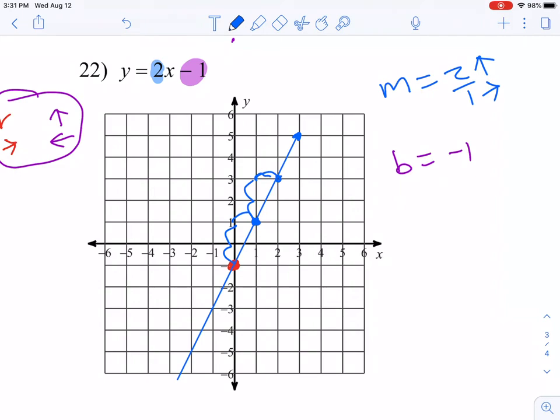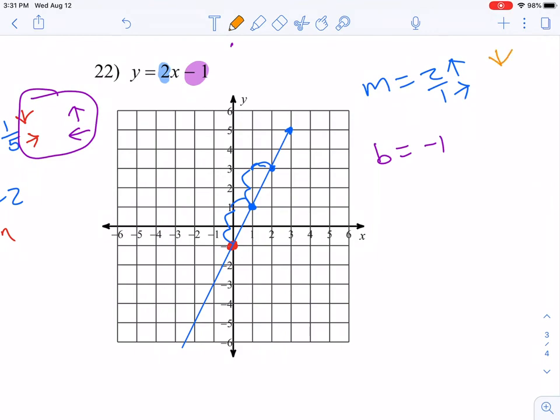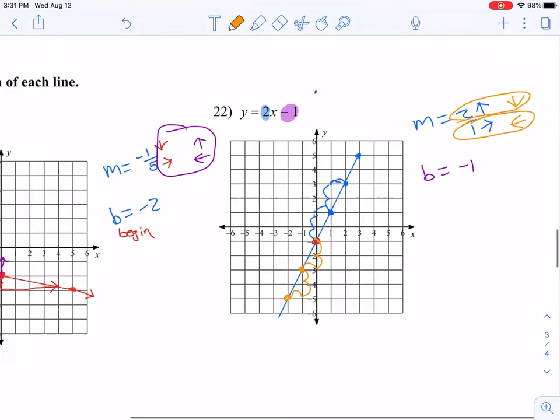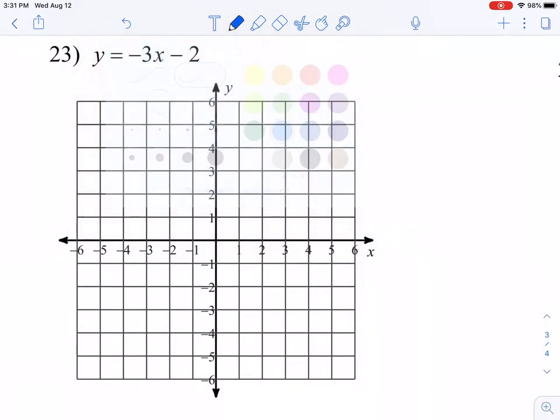And what you'll notice, if I were to, I'll use orange, do the exact opposite. So if I were to go down and left instead, if I went down 2 and left 1, I can go down 2, left 1, and I'm still on that same line. So we can do one or the other. Okay, last couple here. M equals negative 3 over 1. I know I'm going to go down 3, right 1.